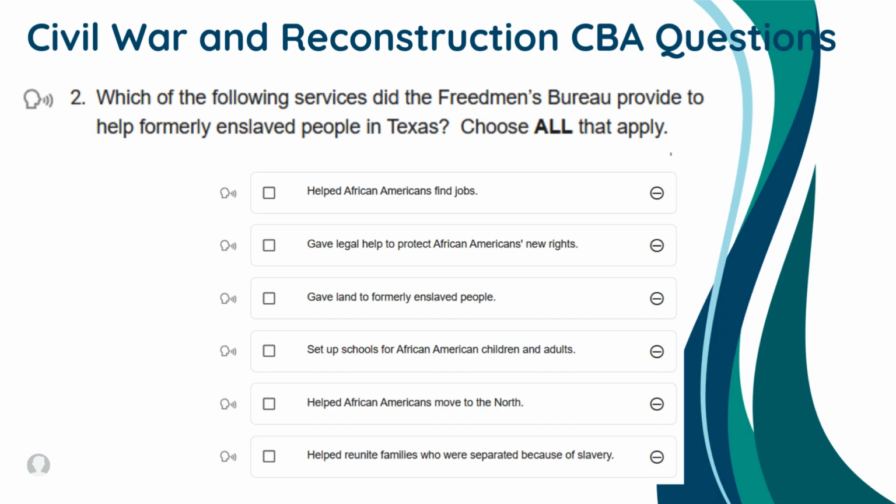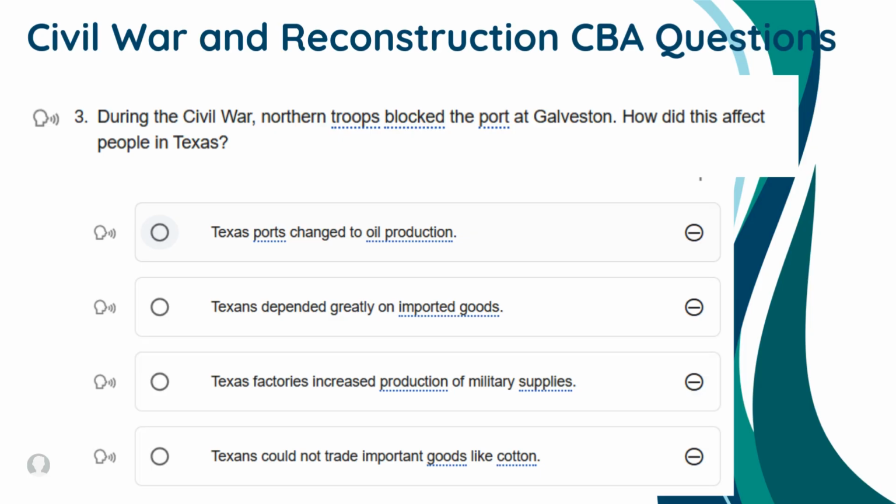This Freedmen's Bureau item assesses students' understanding of the services and supports provided during Reconstruction, and students can sometimes confuse what the Bureau did and did not do, so we want to make sure that we're explicit with teaching the examples in the unit. This question focuses on the Union blockade at Galveston, and students must choose the effect that matches the blockade, the inability to trade goods like cotton.